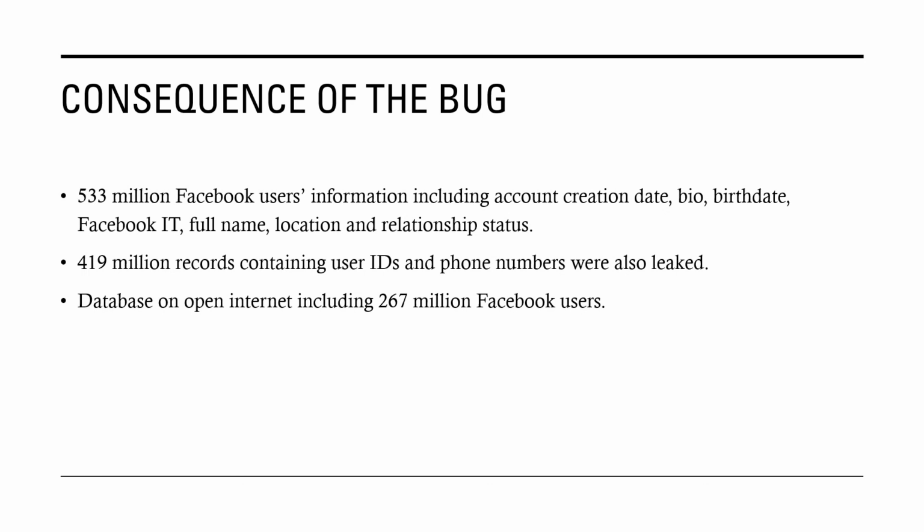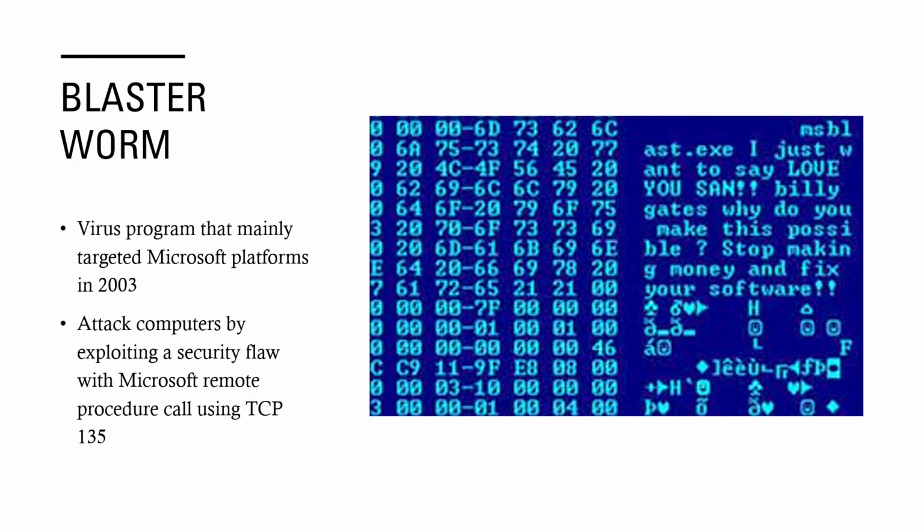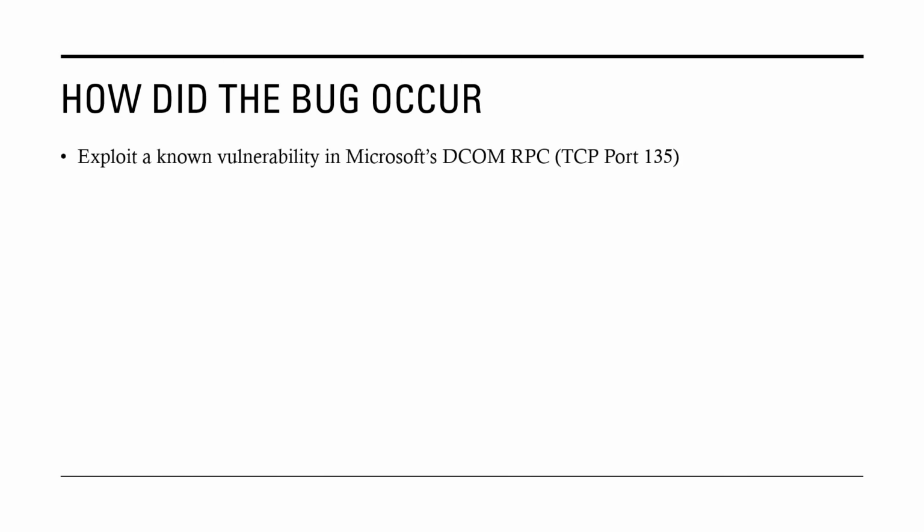Moving on to the second case study, I'll be explaining more about how the Blusterworm affected Microsoft. It was an attack launched back in 2003 on Windows OS, and many were affected. TCP/135 was exploited by hackers. So how did the bug occur? Hackers exploited a remote procedure call on Microsoft code.